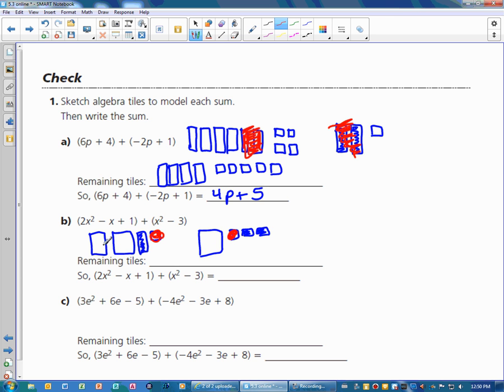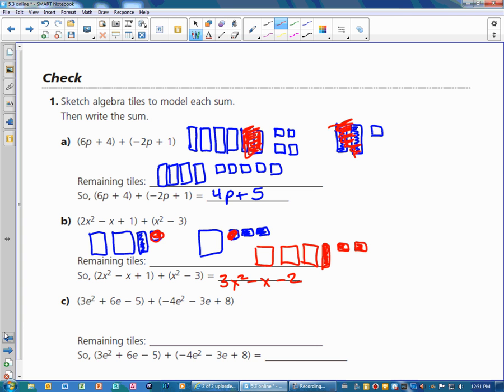So the remaining tiles are 3 boxes that are light colored because they're positive. I've got one dark. No, that's not very good. I don't want it to look like a square. I want it to look like a rectangle. I want it to look like this. There we go. And then I've got 2 of these guys. So my answer is 3x squared minus x minus 2.